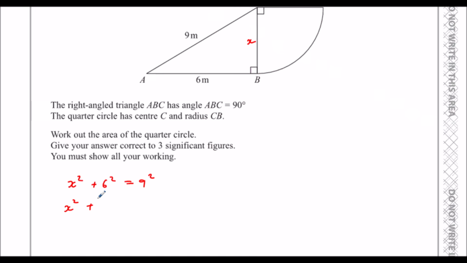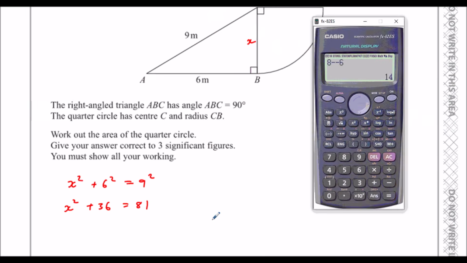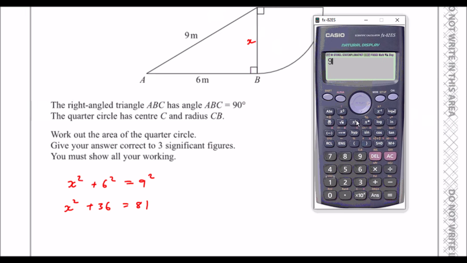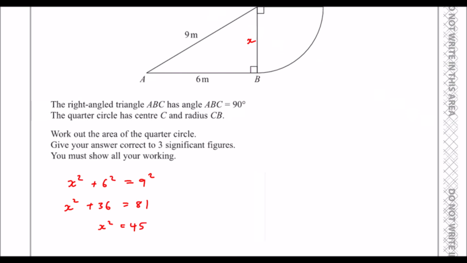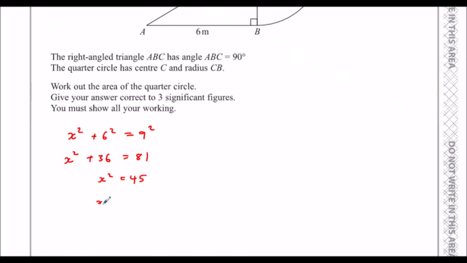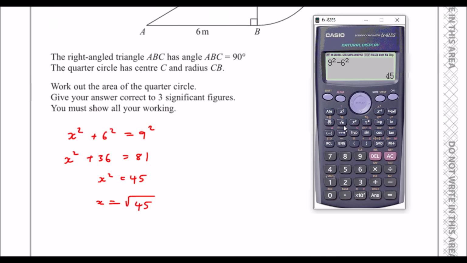So 6 squared is 36. 9 squared is 81. Take them away. So 9 squared take away 6 squared is 45. 81 take away 36 is 45. So x squared is 45. So x is the square root of 45. Square root of 45, I've got this 3 root 5.